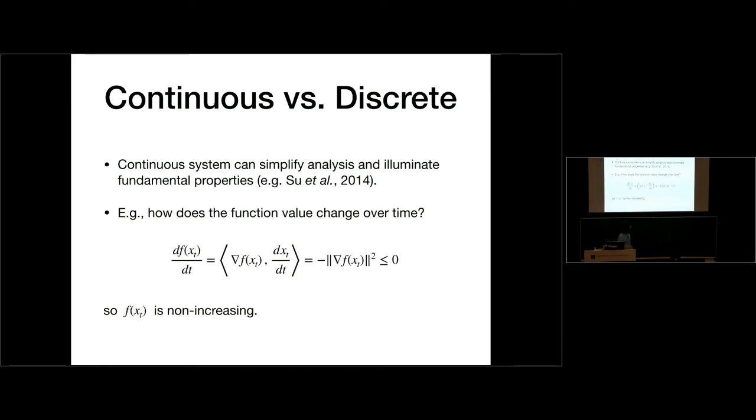OK, so why did we bother with that? Well, it turns out that continuous systems tend to be much easier to study mathematically, and they can really simplify our analysis and illuminate fundamental properties of what's going on. And we're going to show that in the power function case. But here's a very, very simple example.